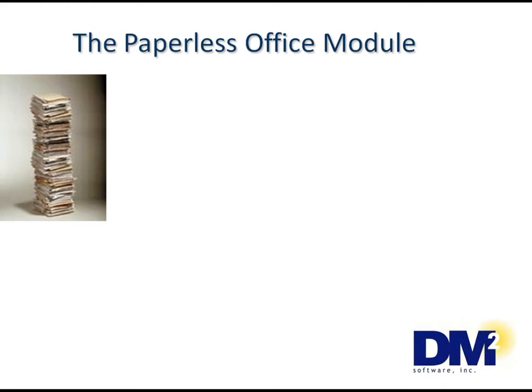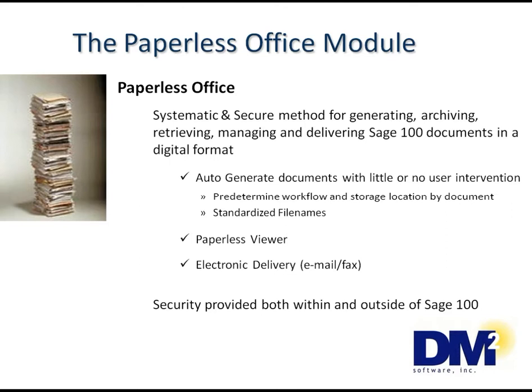So Paperless Office is designed to save you all of that: the time it takes to file and store that information, as well as the paper itself and the space it takes. Paperless Office is a secure method for generating and archiving your documents, and it does that through a PDF converter that's built into Sage 100. You can create your documents automatically in the background without having to do anything besides your regular process of printing the documents. It will save it to PDF and then make it available to you in a Paperless Office viewer.